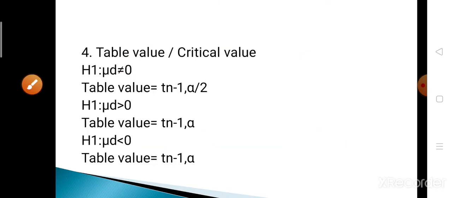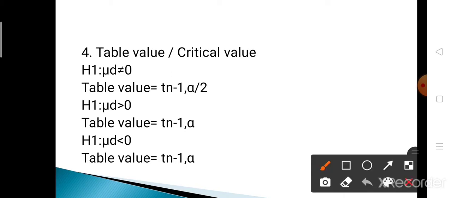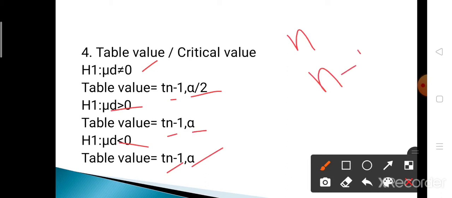Now the next step is the table value or critical value. There are three cases: two-sided, one-sided right and one-sided left. For two-sided, see the statistical table value for alpha by 2, and for one-sided right as well as one-sided left, see the statistical table for alpha. The degrees of freedom is n minus 1, because we are given n observations, that is, independent observations.